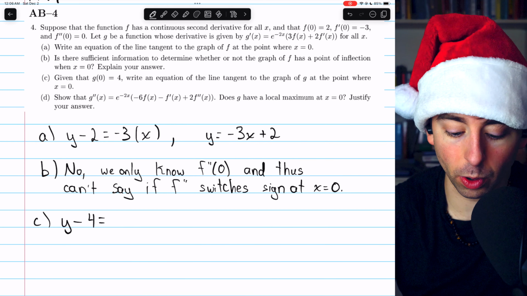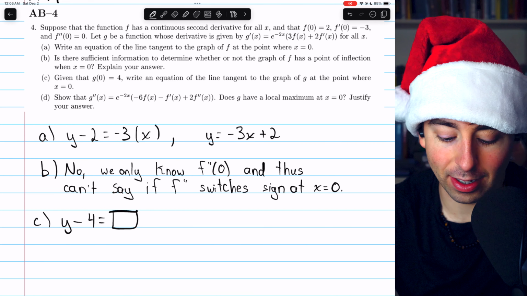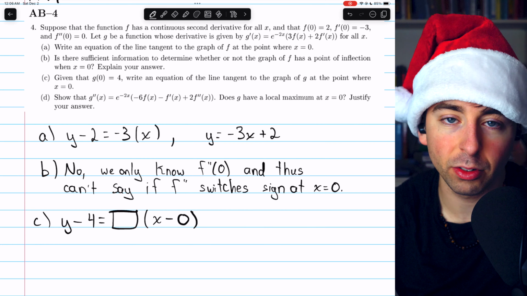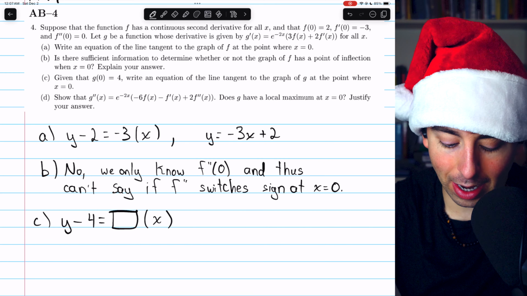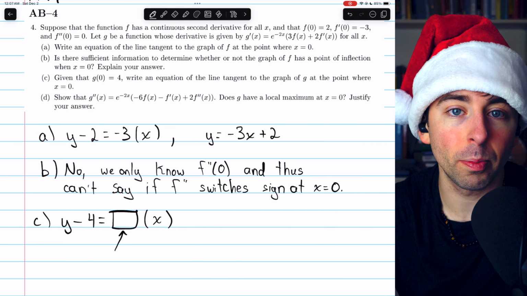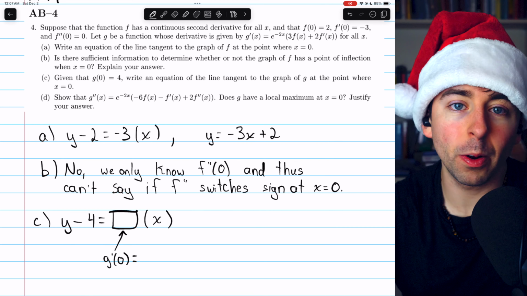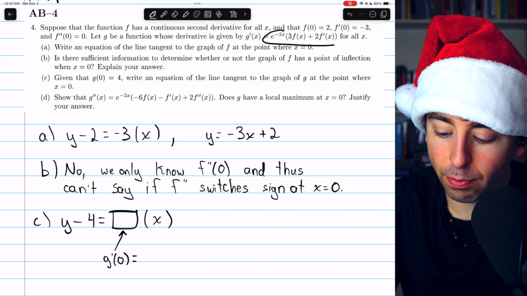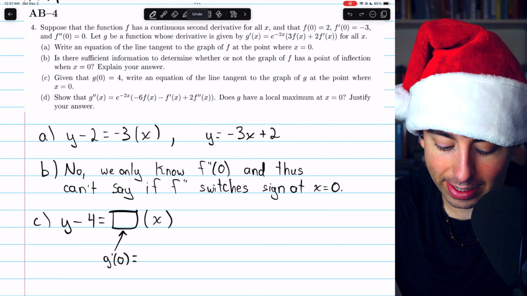This has to equal the slope of the tangent line at x equals 0 multiplied by x, of course, minus the x-coordinate, which is 0. We don't have to write minus 0. So now let's just focus on this slope. This slope is g prime of 0, so we just need to figure out what that is. We're given that g prime is this big, long expression. So let's just plug x equals 0 into that.